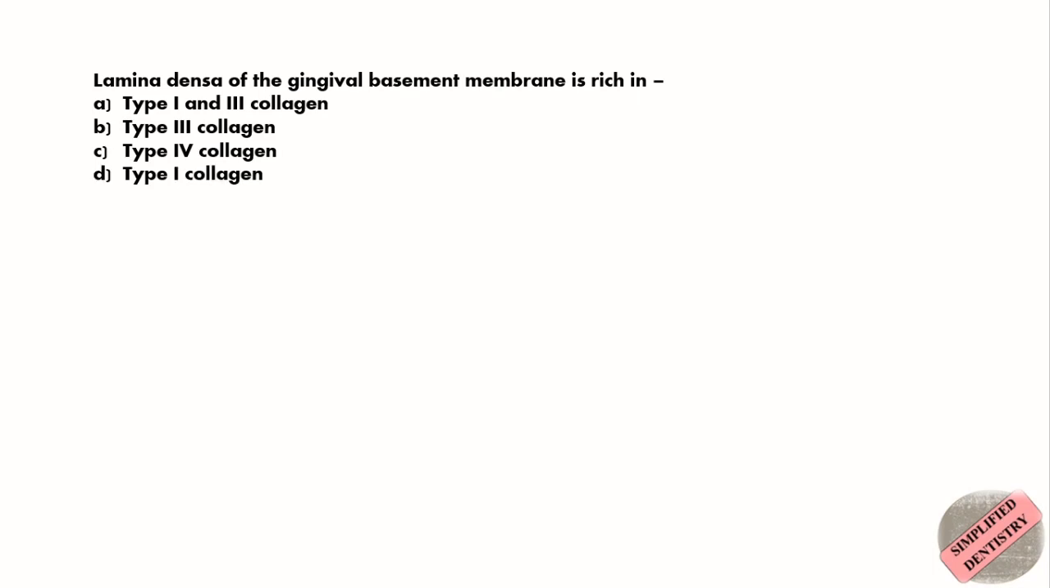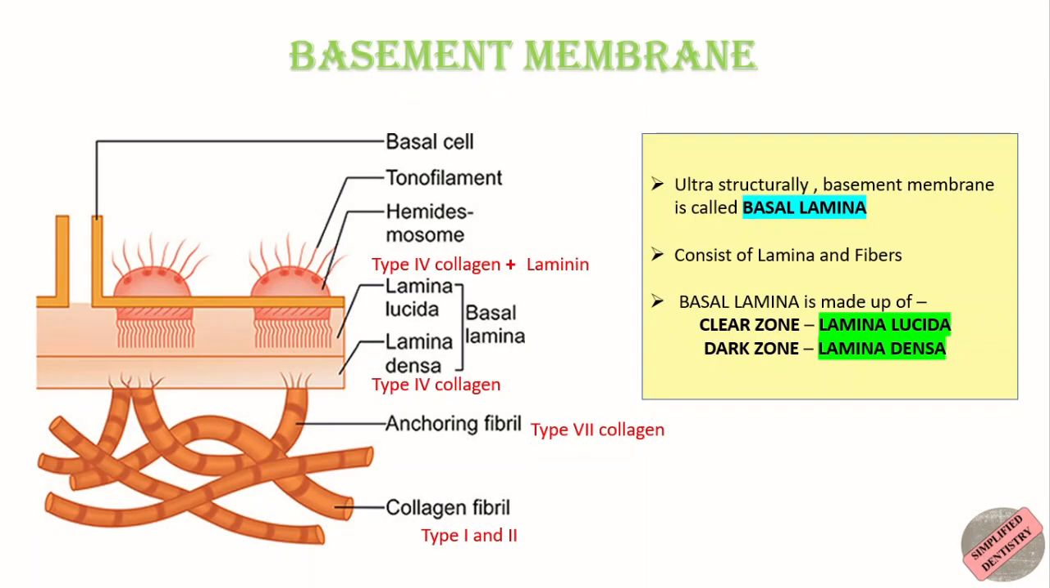So as I have already discussed in the structure of oral mucous membrane, lamina densa is the dark zone of basal lamina, and basal lamina is the term usually used with electron microscopy. That is, when viewed under the electron microscope, basement membrane is called basal lamina. To know in detail about the basement membrane, you can watch the video on the structure of oral mucous membrane. I'll mention its link in the description box. So the lamina densa is rich in type 4 collagen. So the lamina densa of the gingival basement membrane is rich in type 4 collagen.